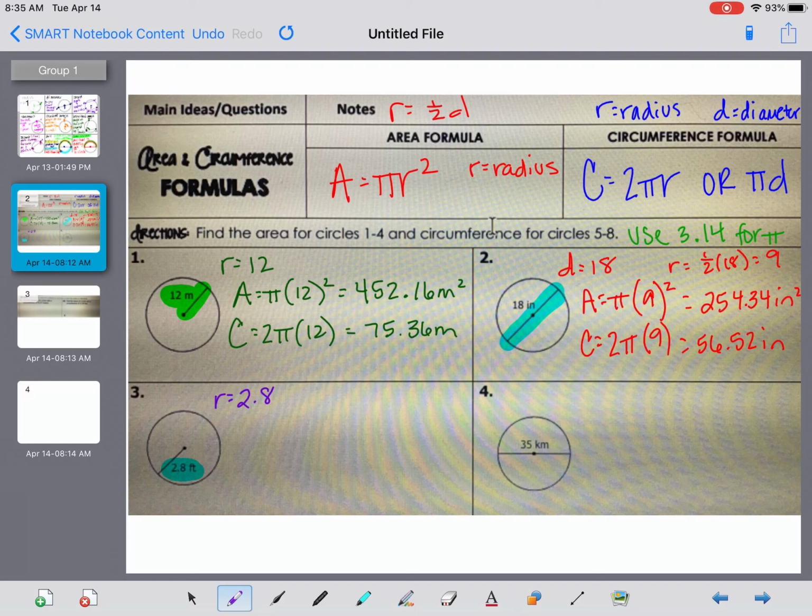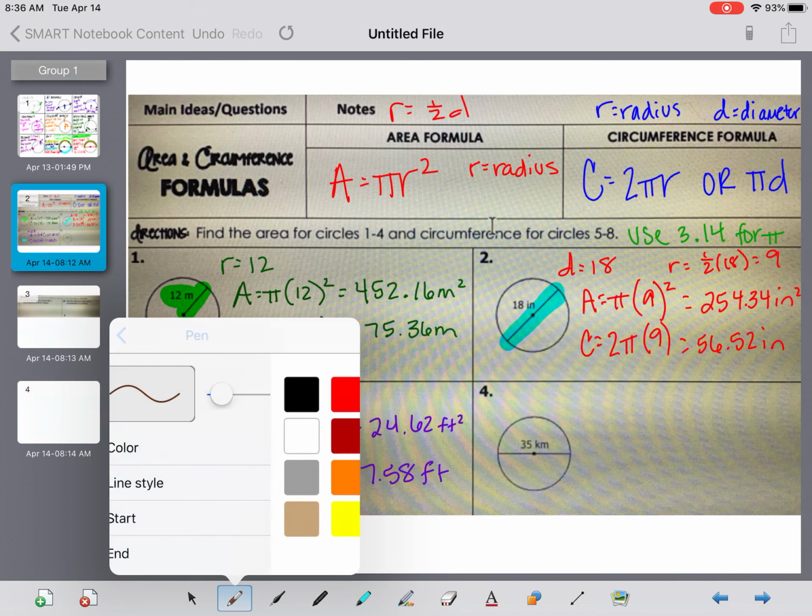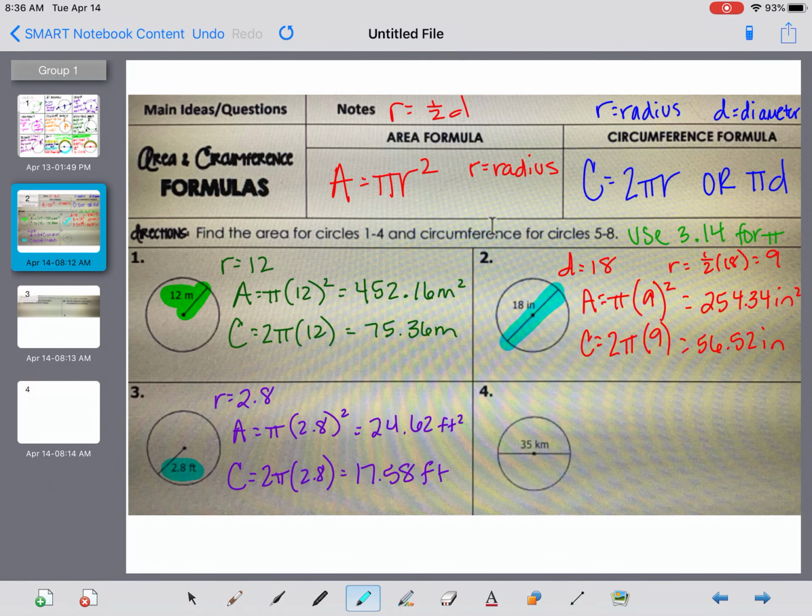All right, moving on to number 3. For number 3, you are given that your radius is 2.8. And that gives us exactly what we need. So area is pi times r squared, 2.8 squared, and 3.14 for pi. And that gives us 24.62 square feet. And then for circumference, 2 pi r, 2 times pi times 2.8, 2 times 3.14 times 2.8, and that gives you 17.58. Notice I'm going to 2 decimal places with all of these. I want you to do the same.